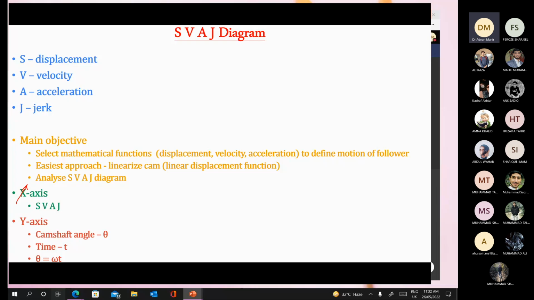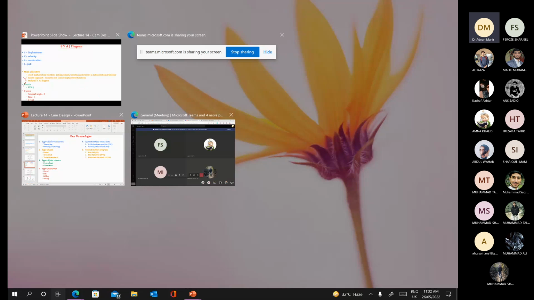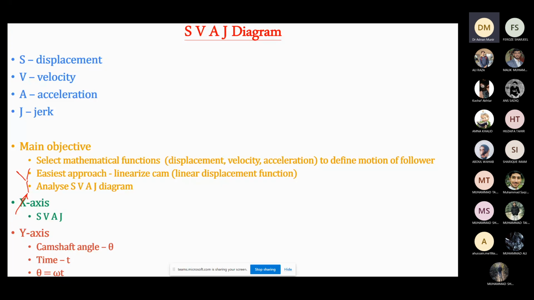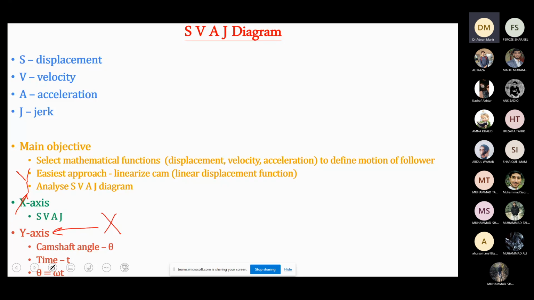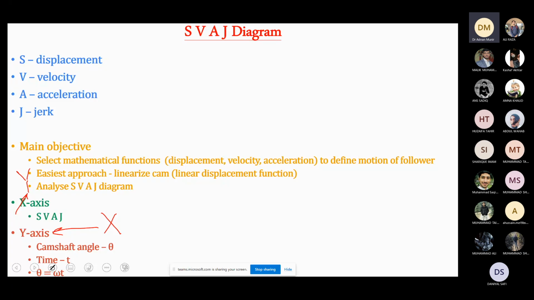This is the y-axis, and this should be the x-axis. Sorry, this should be the x-axis. So now, the SVAJ diagrams have on your y-axis either displacement, velocity, acceleration, or jerk, and on your x-axis you have the camshaft angle, as we saw. You can also have time t, or you can have theta.